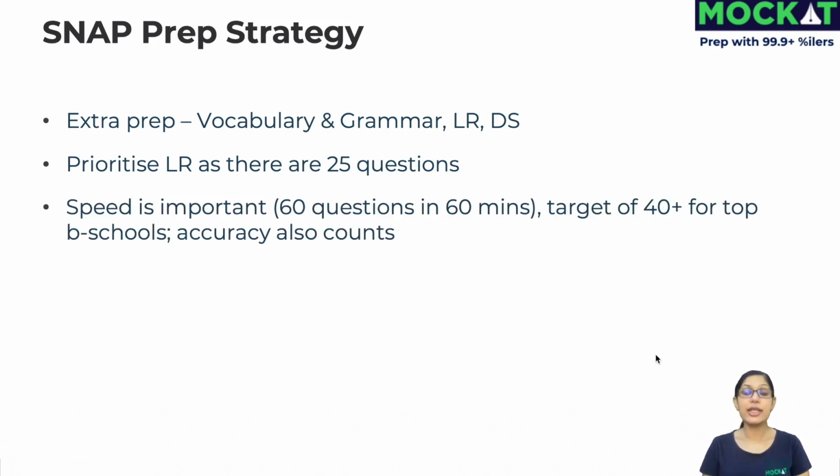Speed is really important because we are trying to solve as much of 60 questions in an hour, and at the same time, accuracy also counts because there's a negative score of minus 0.25 for every wrong answer. So what I would suggest you do is take up mocks. At mockcat.com, we do have SNAP mocks, for example, and you can try and see what your current score is and make a plan to build up to a 40 plus score from now till the SNAP dates.